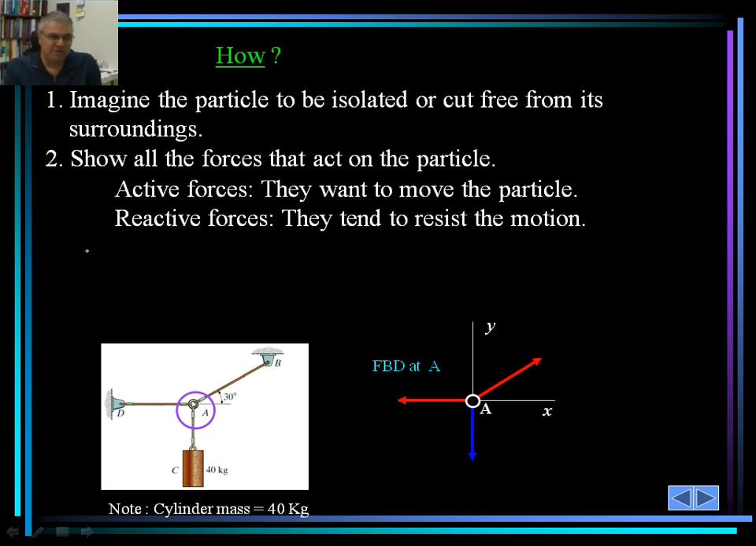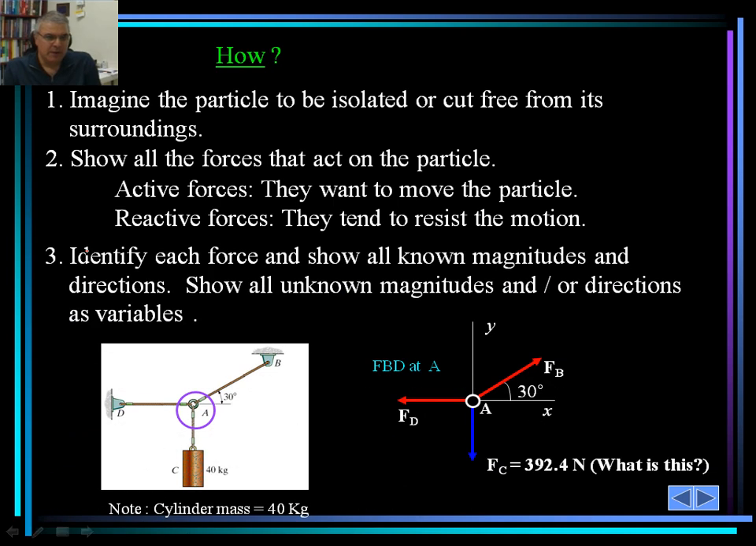Now, there are active forces and reactive forces. Let's define them. The active forces want to move the particle, and the reactive forces are the reaction, and they tend to resist the particle's motion. So we show both of them here. Now, after we do that, we identify each force and show all known magnitudes and directions. The ones that we know, we put on the free body diagram accordingly.